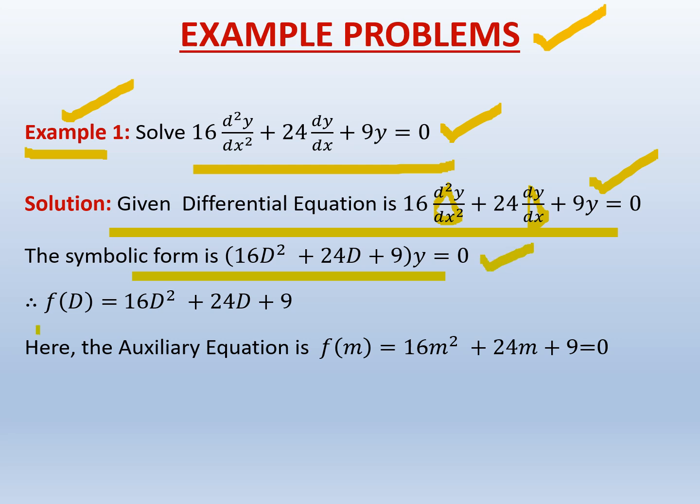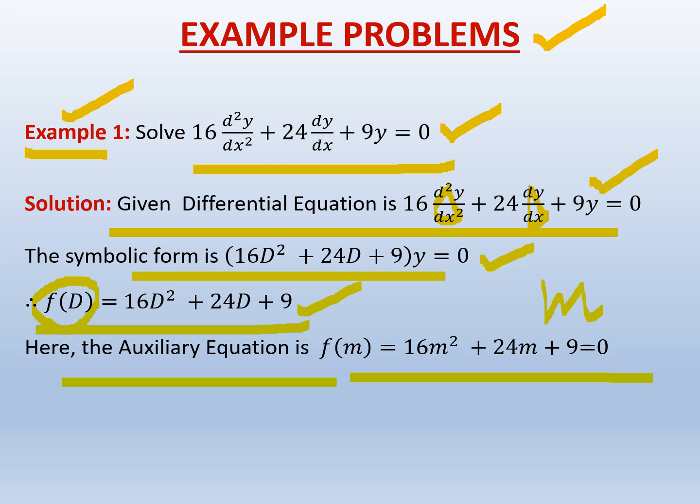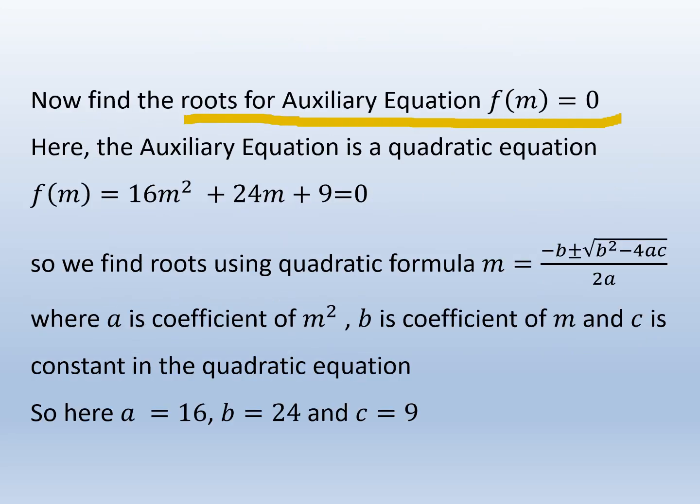Thus we get f(D) = 16D^2 + 24D + 9. Now here in f(D), replace D with m. So we get the auxiliary equation like this: f(m) = 16m^2 + 24m + 9 = 0. Now find the roots for the auxiliary equation f(m) = 0. Here the auxiliary equation is a quadratic equation, 16m^2 + 24m + 9 = 0.